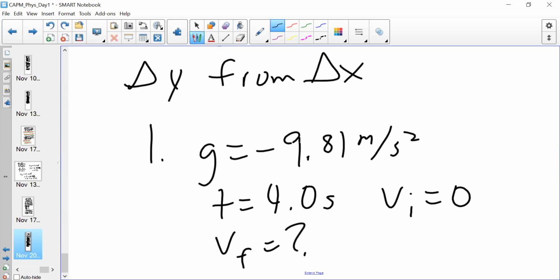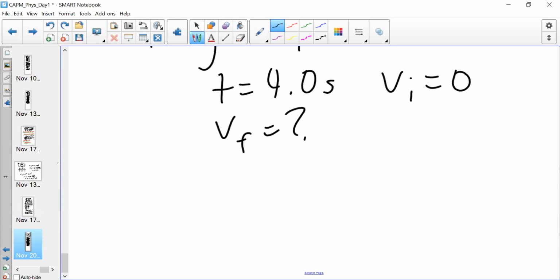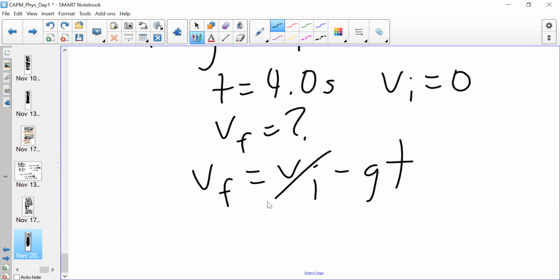So which would be a good equation to use? Could you say vf equals vi minus gt? Excellent, Lala. Yes, that's perfect. That is exactly right. So vf equals vi minus gt. Remember, it was vi plus at in the x-axis. Now it's vi minus gt in the y-axis. The vi goes away because he's just dropping it.